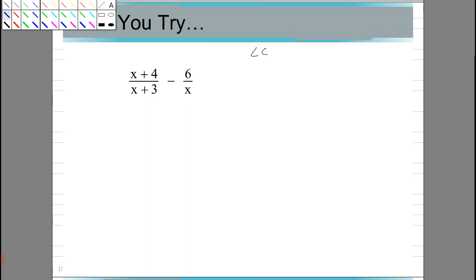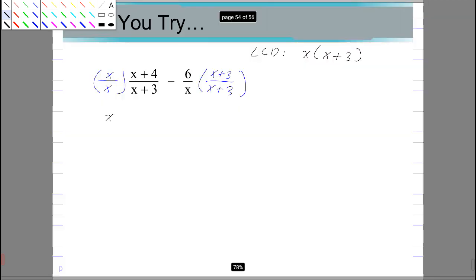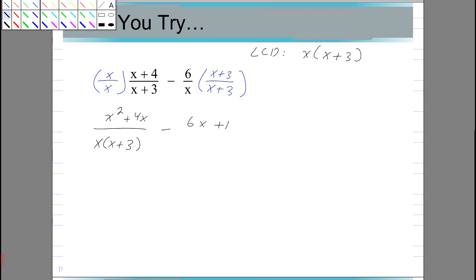Okay, so our least common denominator is going to have an x and an x plus 3 in it. That's each of the factors we have in the denominators. Okay, so I will multiply my first fraction by x, and my second one by x plus 3. Alright, so that gives me an x squared plus 4x over x times x plus 3 minus 6x plus 18 over x times x plus 3.